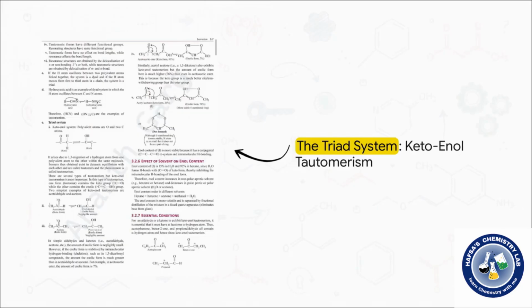The heavyweight champion of these dynamic shifts is definitely keto-enol tautomerism, which operates on a triad system. What happens is a hydrogen atom constantly oscillates back and forth between a carbon and an oxygen atom. When the hydrogen is hanging out on the carbon, you've got the keto form. But when it jumps over to the oxygen, a double bond shifts, and boom, you suddenly have an enol form. They exist in this dynamic equilibrium, just constantly morphing back and forth.